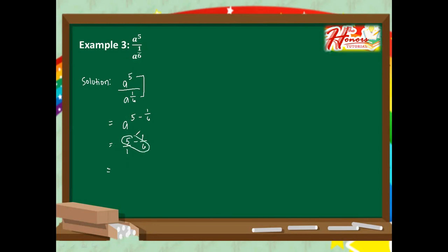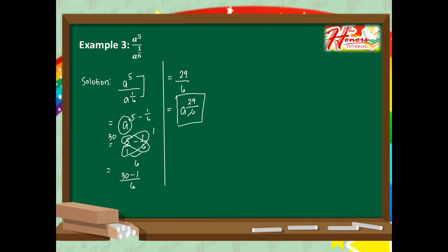So that's 5 times 6, it's 30. And then 1 times 1, that's 1. 1 times 6 is 6. So we have here 30 minus 1 over 6. And then let's continue. For the numerator, we have here 30 minus 1, that's 29 over 6. So now let's get the base, which is a that we have set aside earlier. So we have here a raised to 29 over 6. And this is the final answer for example number 3.